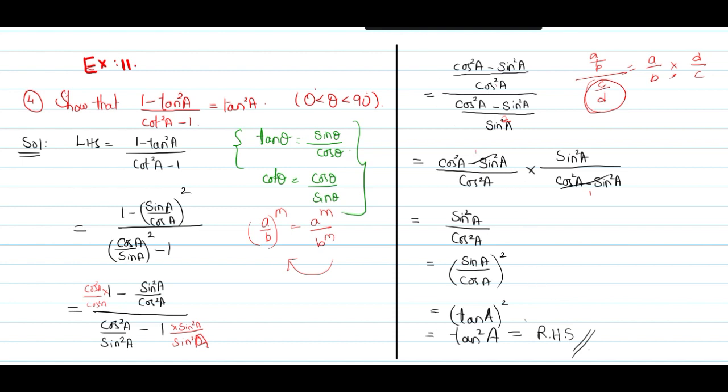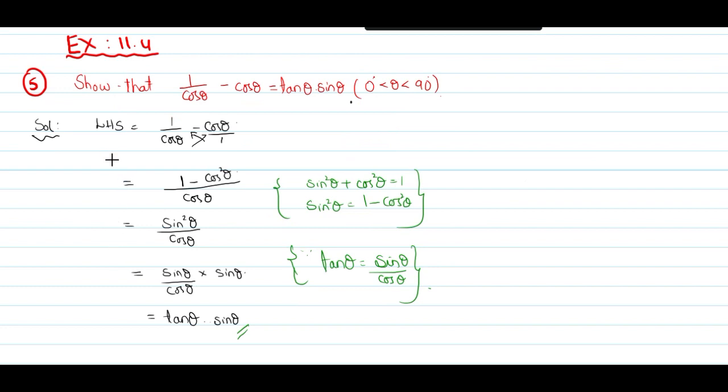Now moving to the next question, question number 5 of the same exercise 11.4 of trigonometry. We need to show that 1 by cos theta minus cos theta is equal to tan theta into secant theta. It is a very simple question. So let us again take LHS. So what is our LHS? 1 by cos theta minus cos theta.